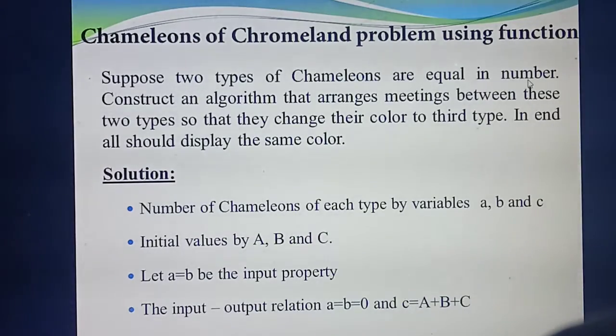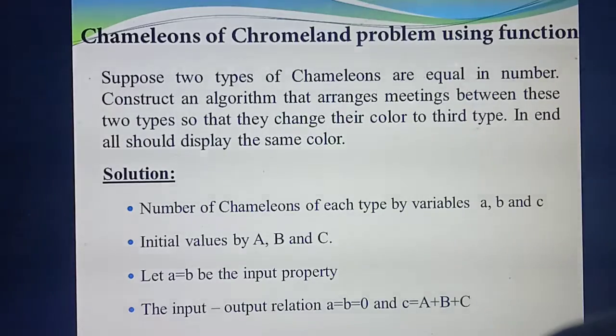The two types of Chameleons are equal in number. For example, red color may be 5 in number, and blue color also 5 in number. If two types of Chameleons are equal in number, what question are they asking? Construct an algorithm that arranges meetings between these two types. Consider red and blue, two types of Chameleons, equal in number. In the question they are telling that if they are equal in number, then they conduct a meeting, arranging a meeting between these two colors.